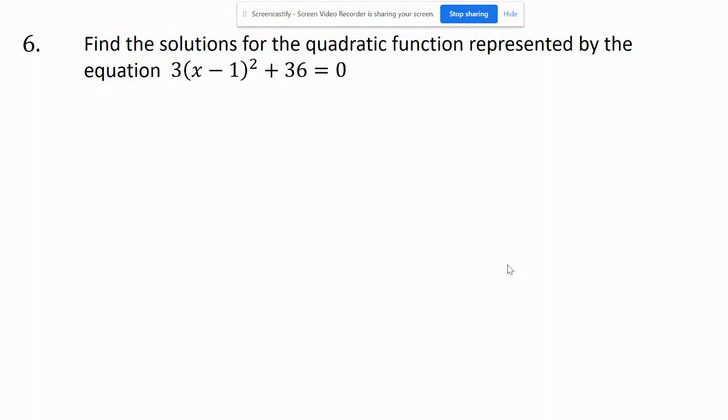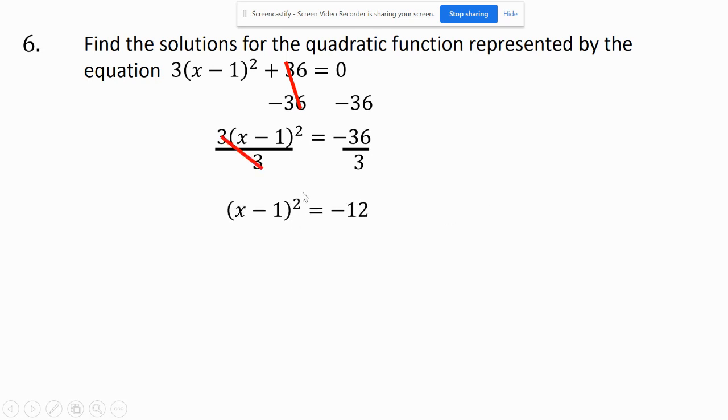Find the solution for the quadratic function represented by the equation 3 times the quantity x minus 1 squared plus 36 equals 0. Now what I love about these is it's almost like a complete square. I'm going to subtract the 36 from each side, and then I'm going to divide by 3. Here's what's really nice about these, because now I can just square root my answer to solve these.